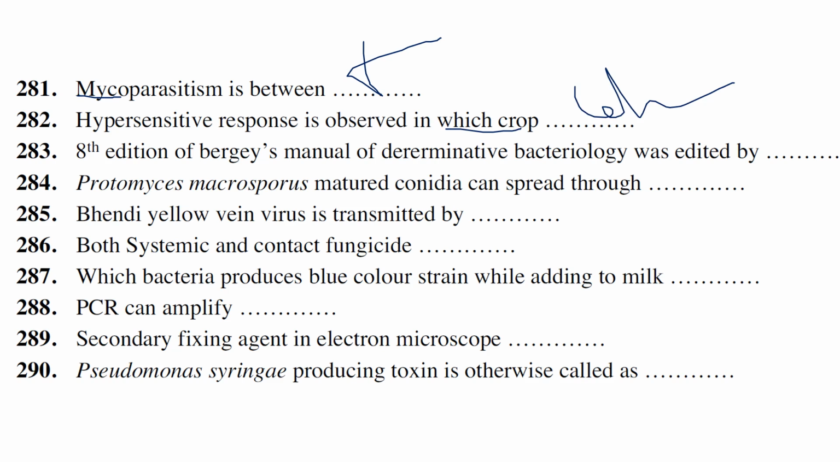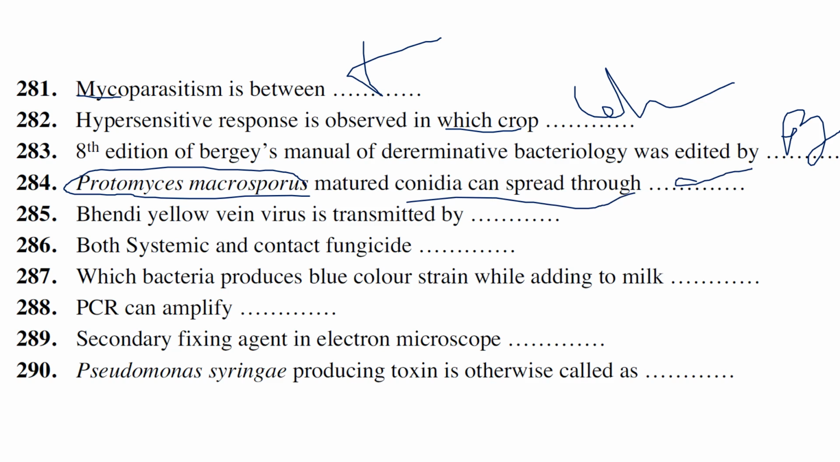8th edition of Bergey's Manual of Determinative Bacteriology was edited by Buchanan and Gibbons. This question was not asked, but in many books this question was there. And the next one is Protomyces macrosporus, which causes coriander stem gall. The matured conidia can spread through air, that is, we can also call it windborne or airborne.